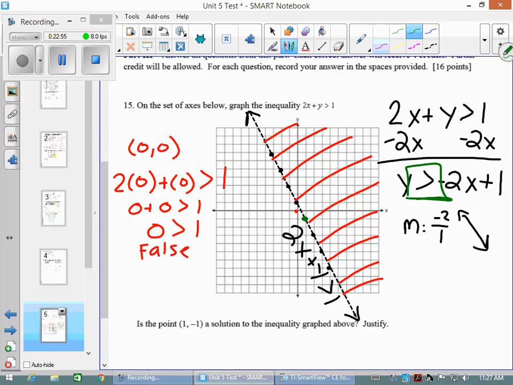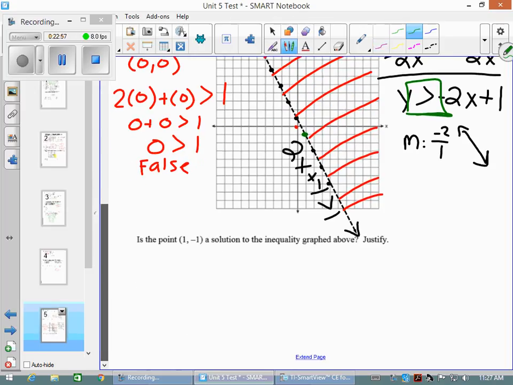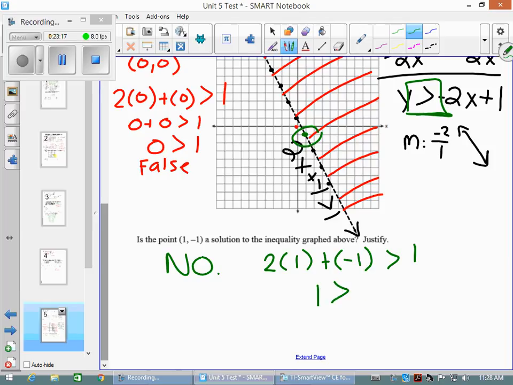And if we want to justify, well, our graph kind of is justifying it because it is on that dotted line. But if we did want to substitute in this point to the inequality, we'd have 2 times 1 plus negative 1. And we're going to say, is that greater than 1? And we're going to get that 1 is greater than 1. Is 1 greater than 1? No, that is false. So this is not a solution to the inequality that we just put.